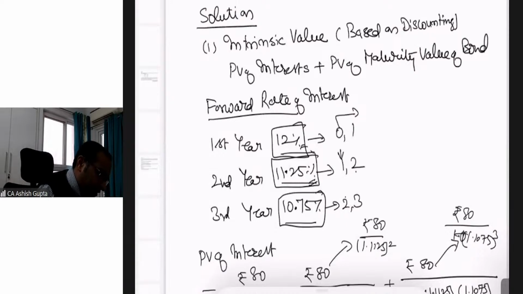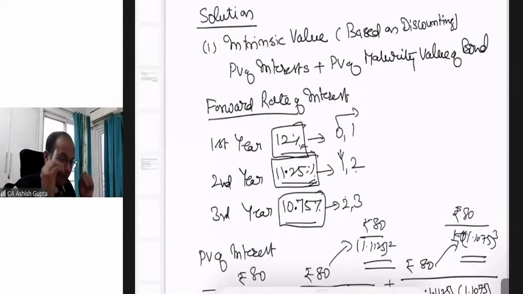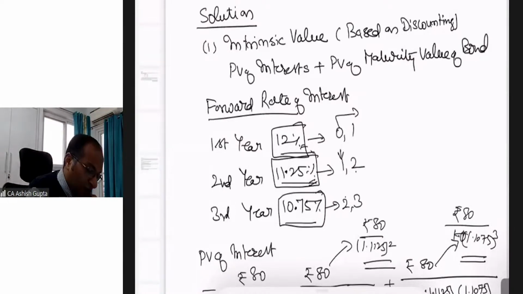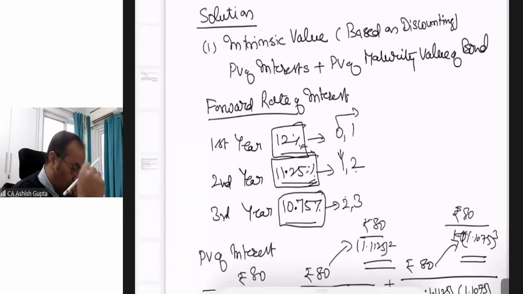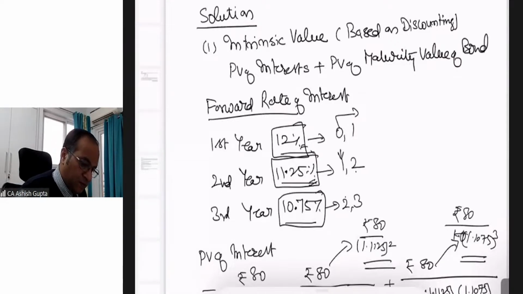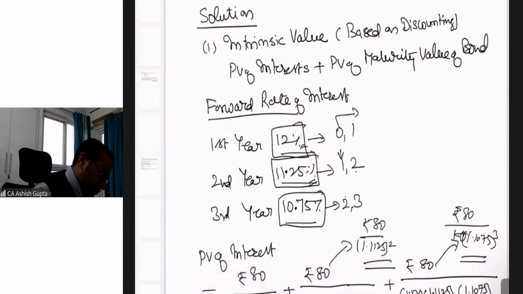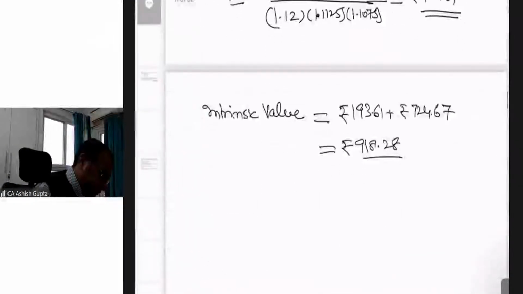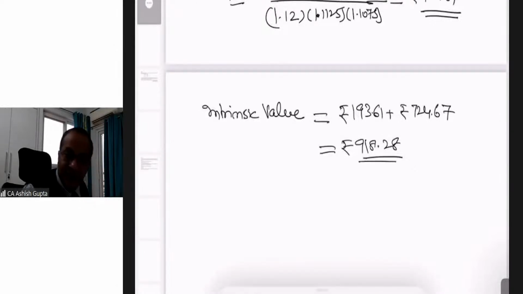Had I mentioned it as a yield rate, then the answer would be like that. Please note this is a very important point in this question, and this will answer your major queries. Normally, I receive queries in this type of question. Okay, students, so here the concept of term structure comes into the picture. So our intrinsic value will be this much.